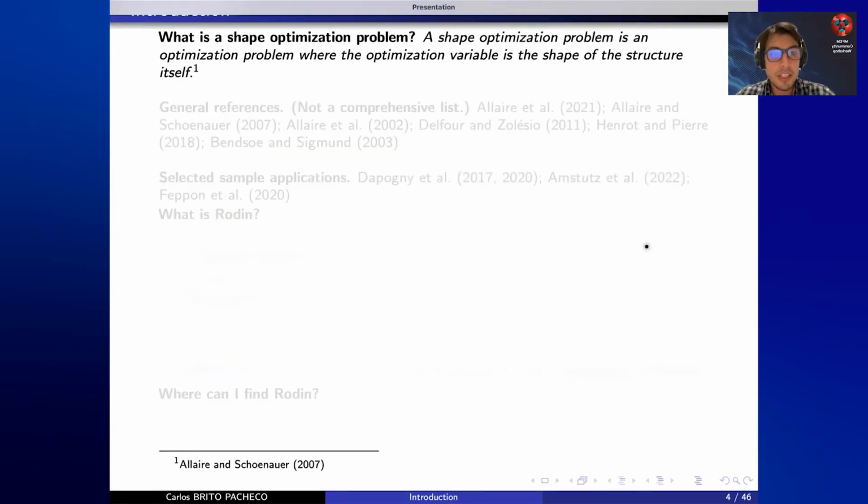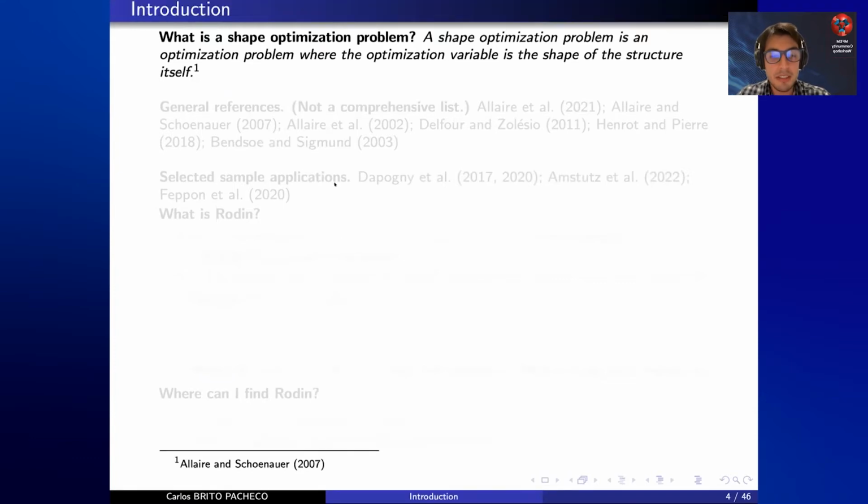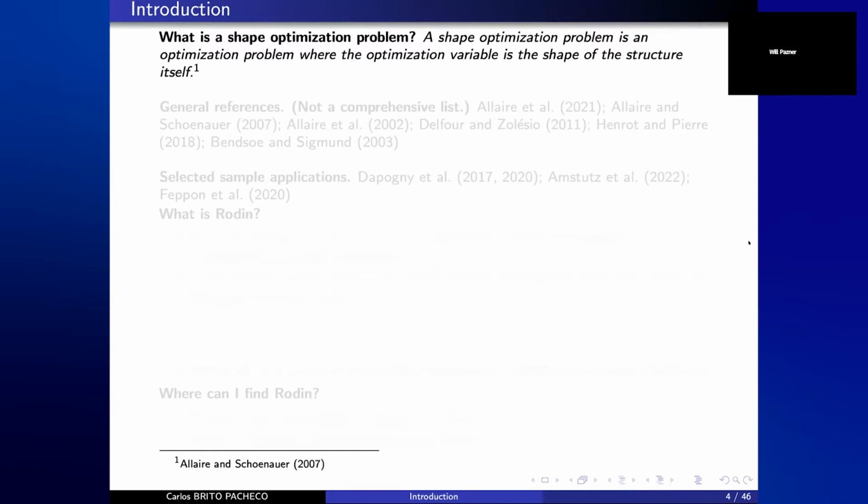So first of all, what is a shape optimization problem? Let me maximize this. Can you still see my screen? Yeah, looks good.